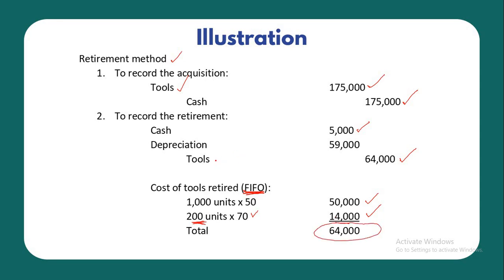64,000. So, you credit tools at its cost of 64,000, and the difference between the cost and the salvage value shall be debited to depreciation, 59,000. So, that is your depreciation. Okay? That is for the retirement method.